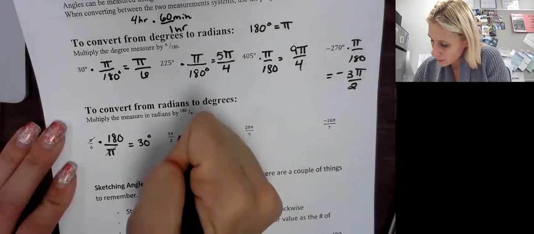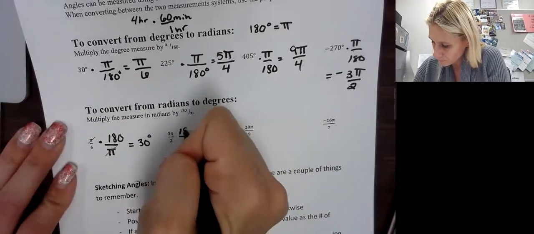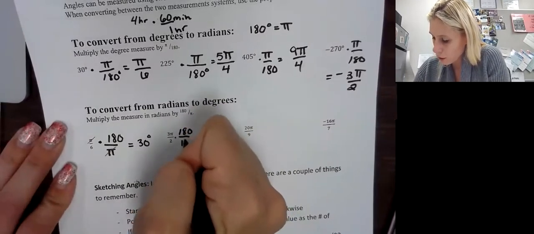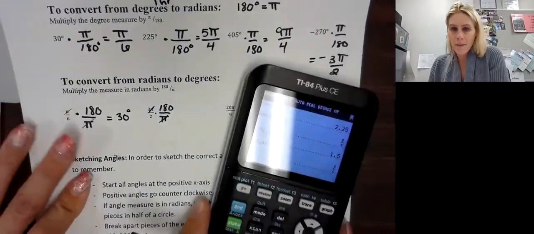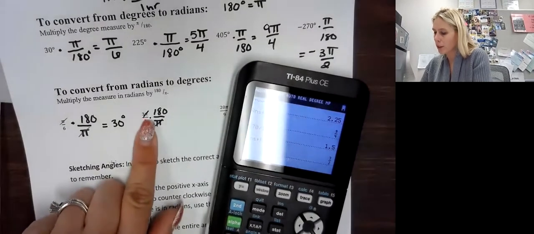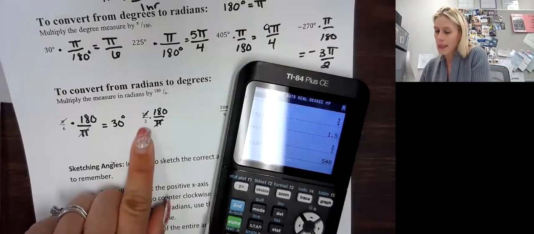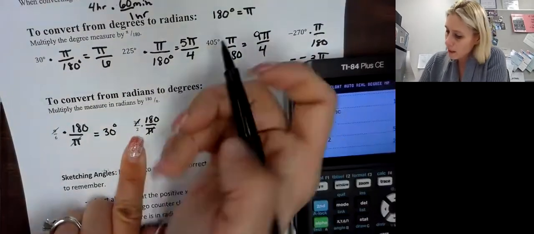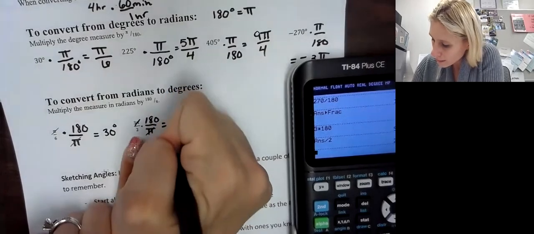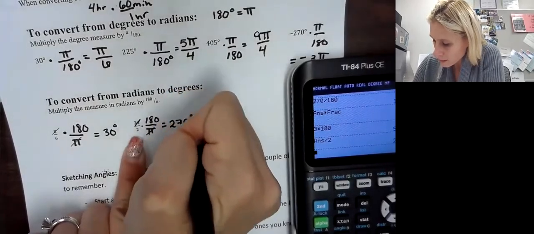All right, let's do this one. Okay, I know the pi's cancel, so I don't have to think about it. But now this is a little bit different math. Remember, multiply straight across. So 3 times 180. And then we're going to divide by that denominator of 2. So we get 270 degrees.